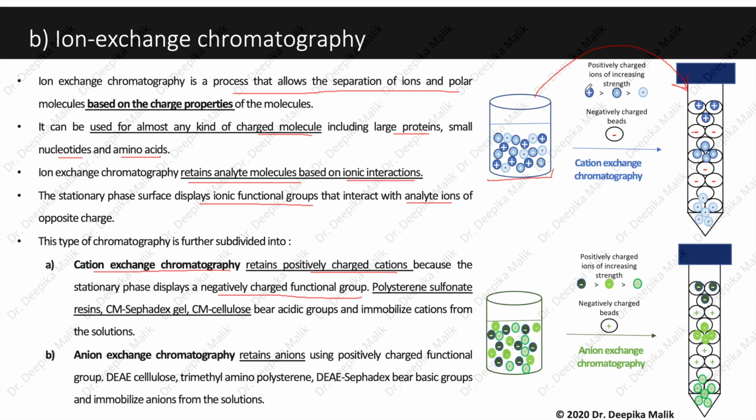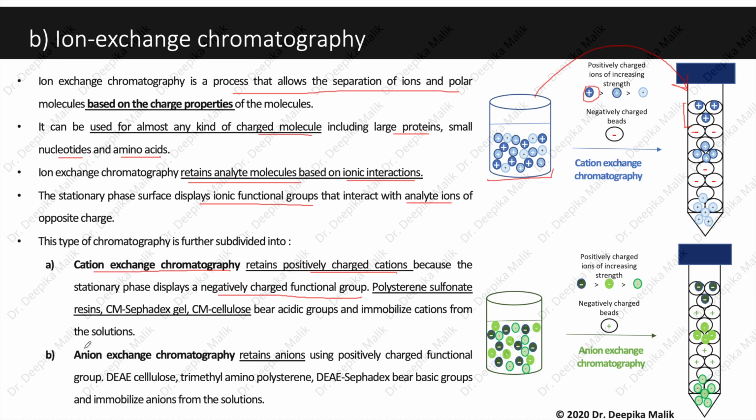The more positive the charge, the stronger the interaction, and it will take more time to come out of the column. Polystyrene sulfonate resins, CM Sephadex gel, and CM cellulose bear acidic groups and immobilize cations from the solutions.